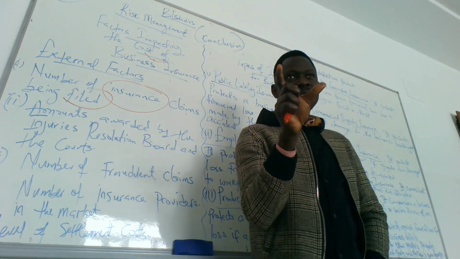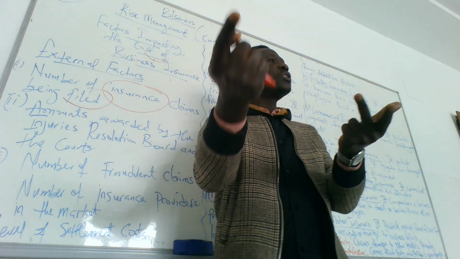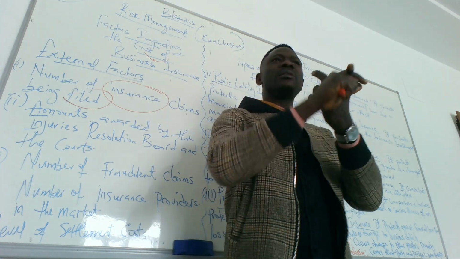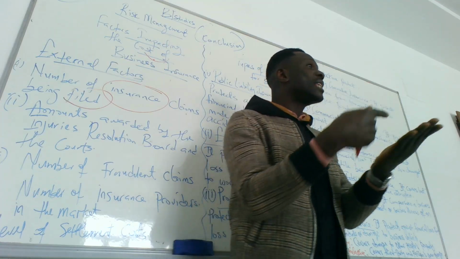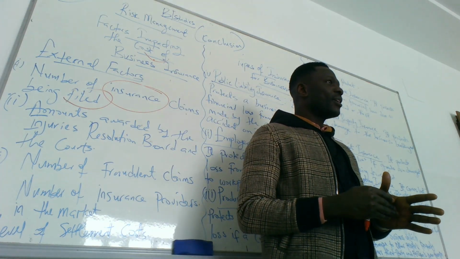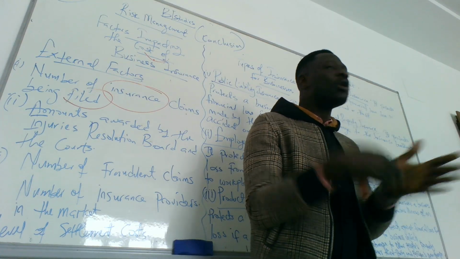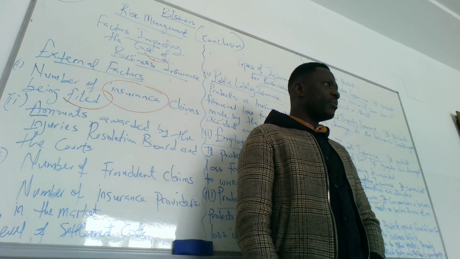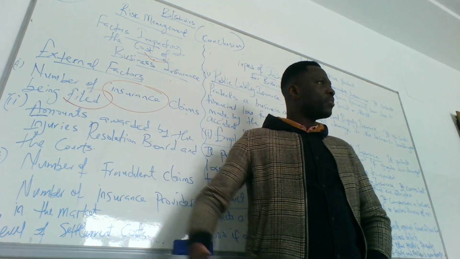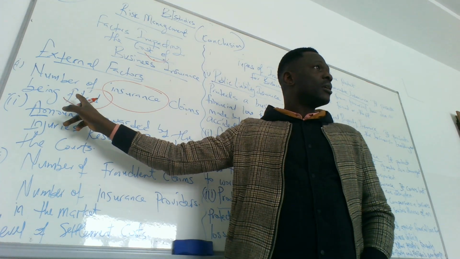The point I'm making is this. You want to insure your property, your building, your motor vehicle, the life of your workers. All these are insurance policies, and they have different costs. So the number of insurance policies you file for will determine the cost of your premium. The more insurance policies you take, the more cost you incur. That is the point about that. Do you understand the number of insurance claims being filed? Do you get it or not?